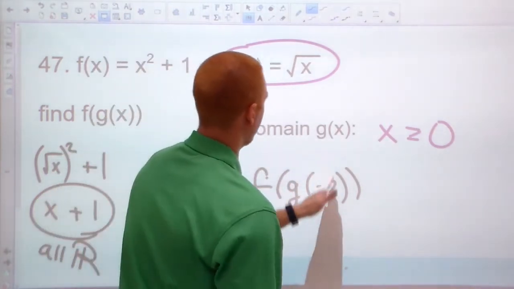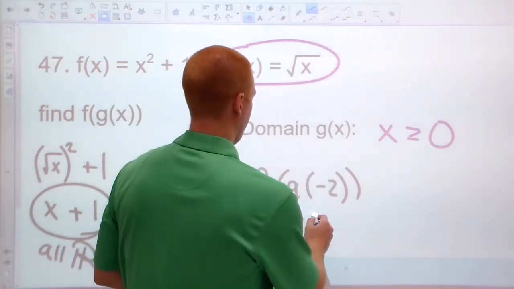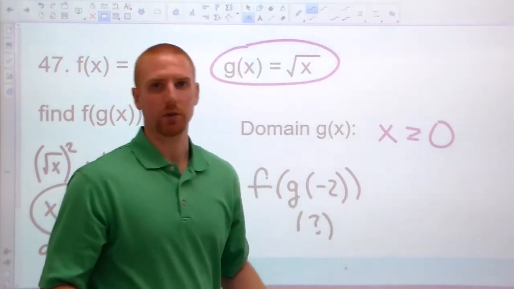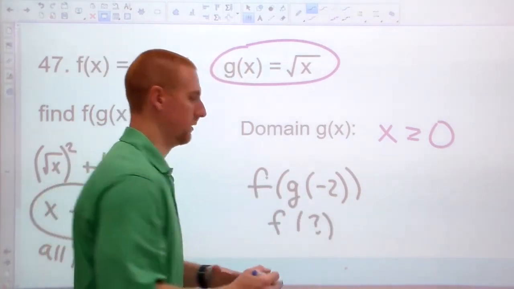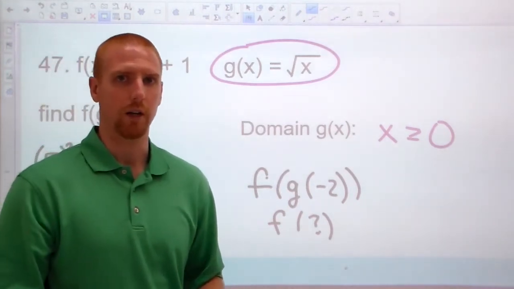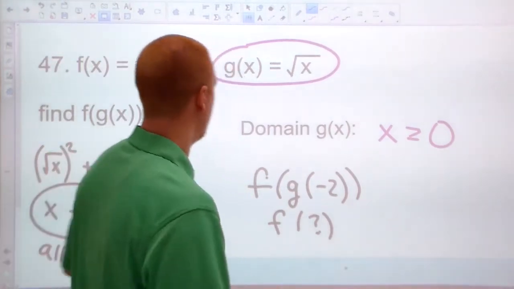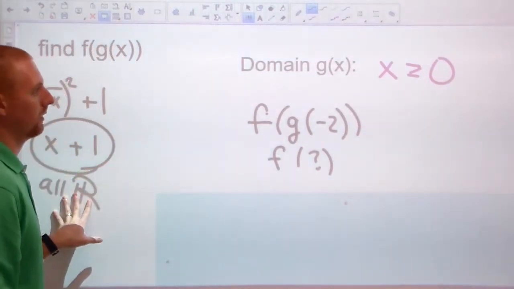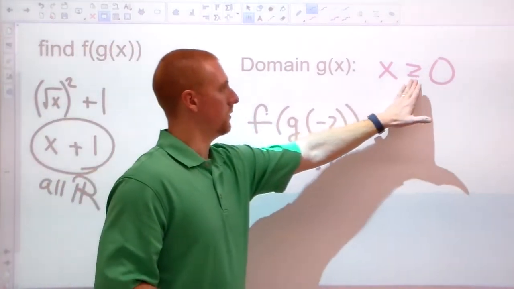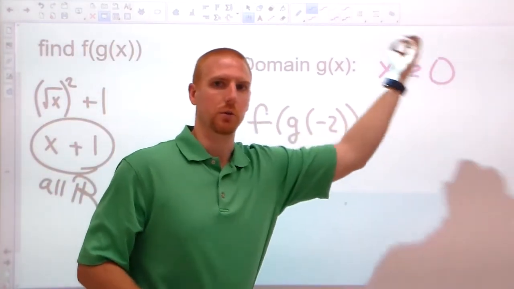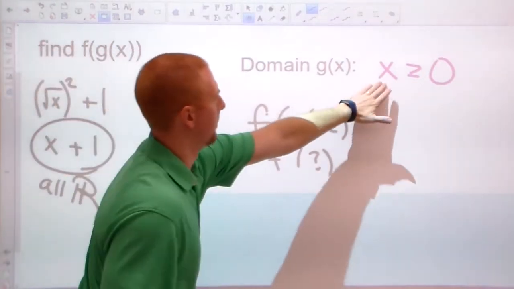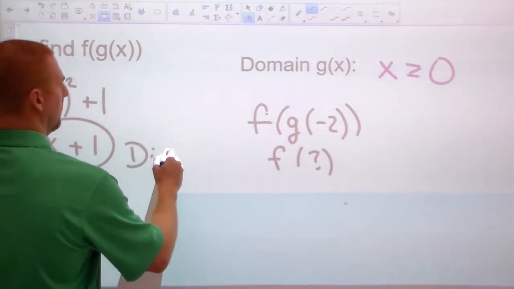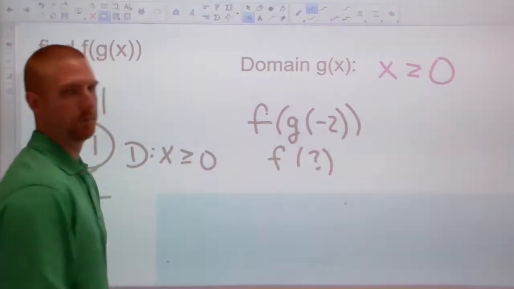Well, first of all, I put in -2 for x, and at this point, it's not a real number. So there's no input to go any further. That's really where this is breaking down. So in the end, the final domain, even though for x plus 1 all real numbers do work, only 0 and positive numbers are actually being passed on to that function. So that domain restriction carries through. So the actual domain here is x is greater than or equal to 0.